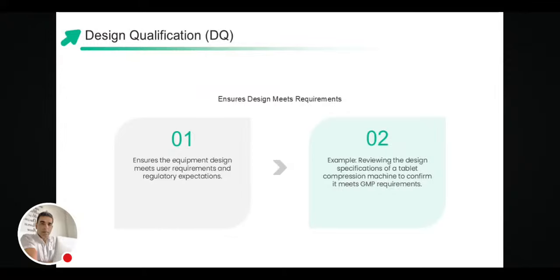regulatory standards. For instance, imagine procuring a tablet compression machine that doesn't comply with GMP design requirements. This could lead to serious compliance issues later on. That's why a thorough design qualification is essential. It helps ensure the chosen equipment is truly fit for its intended purpose.